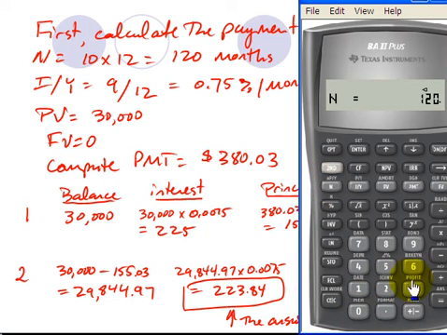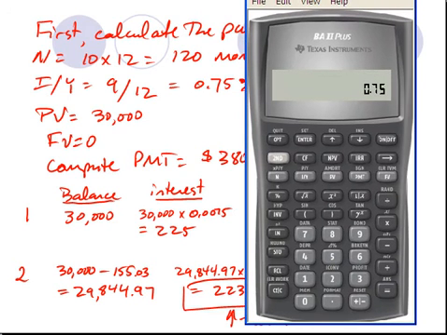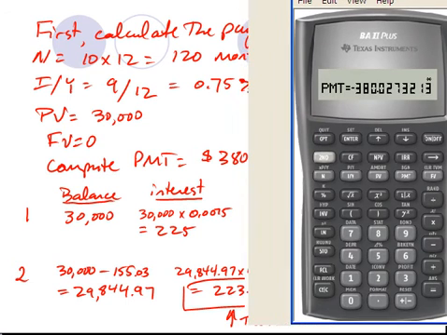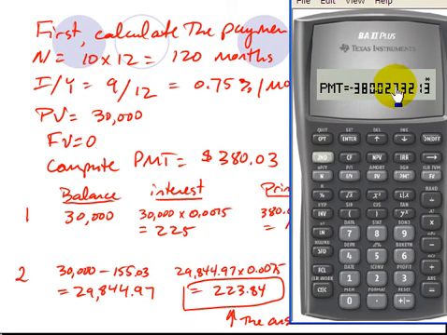120 is N. 9 divided by 12. Let's put this over here so that you can see it. 9 divided by 12, that's 0.75. That's I/Y. The present value is the amount of the loan. That's $30,000. That's the PV. We're going to calculate the payment, and 0 is the future value, and now we want to compute the payment. And we get $380.02, which is actually, when you round it, $380.03. So there's your payment.